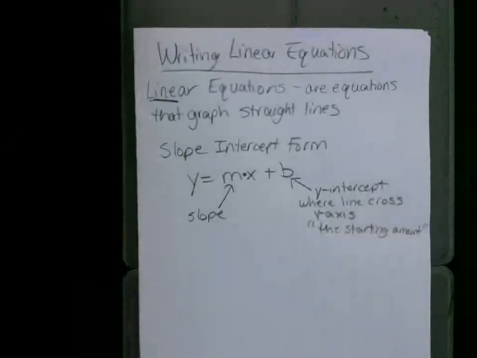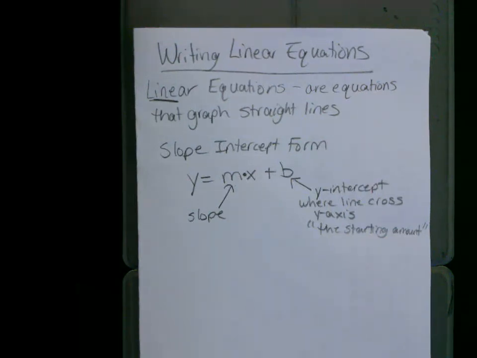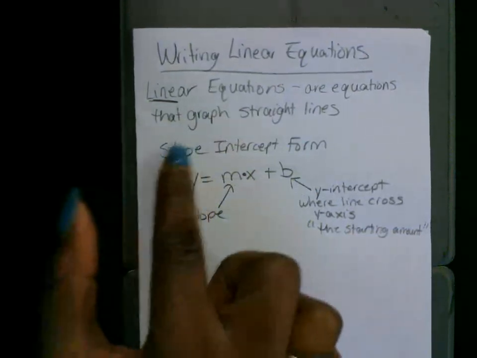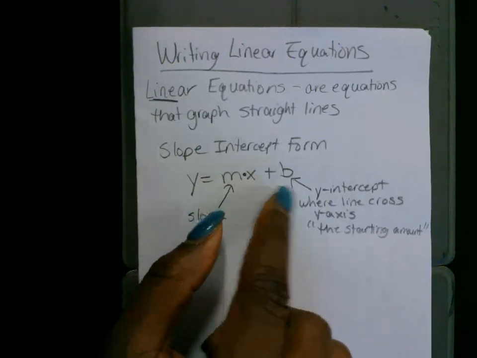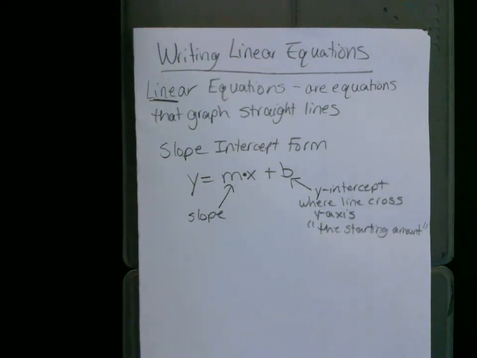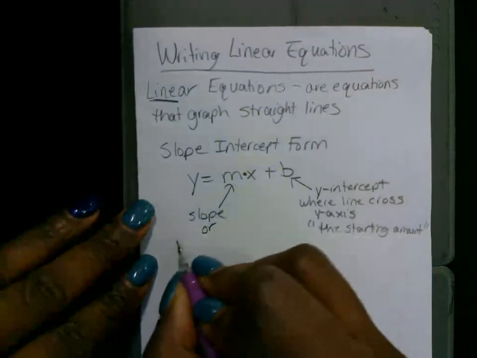So recap: linear equations are equations that graph straight lines. There are many ways that a linear equation can be written. There are many uniforms, or many styles, in which an equation can look. When you see an equation where y is by itself, then you have an equal sign, you have a number that's attached to x, and then you have a number that has no variable attached to it at all, it's written in slope-intercept form. The number that's attached to x is called the slope. The other word for that is rate of change.